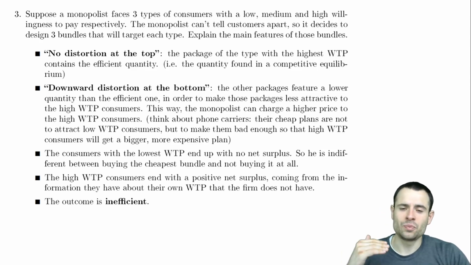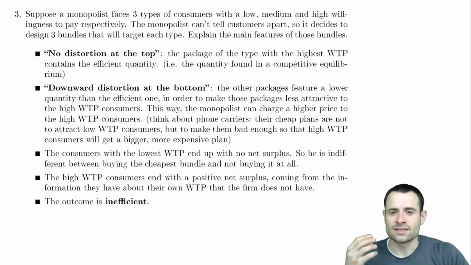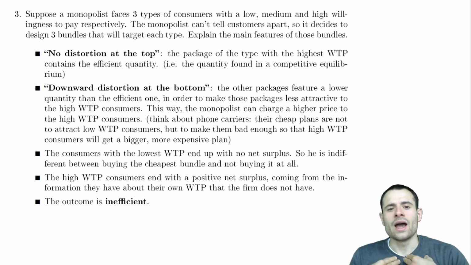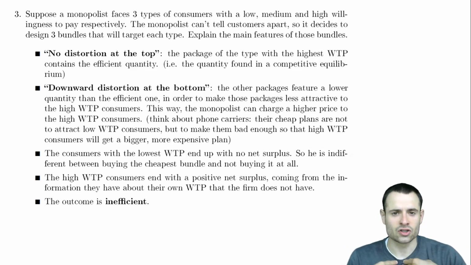The high willingness to pay consumers, the ones that the monopolist is really targeting, will end up with a positive surplus. The idea is that they know they are high willingness to pay customers, but the monopolist doesn't. The fact that this information is kept by consumers will allow them to buy a bundle and still get some consumer surplus out of it. We actually call this information rent.